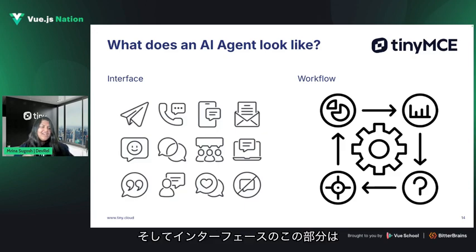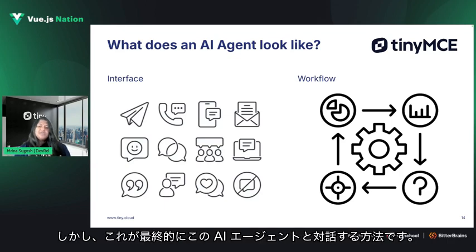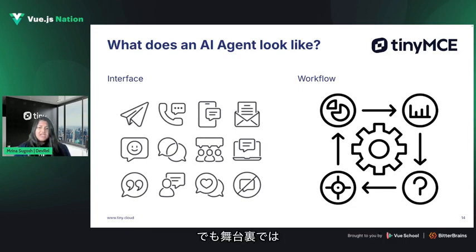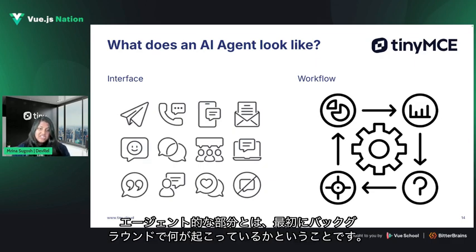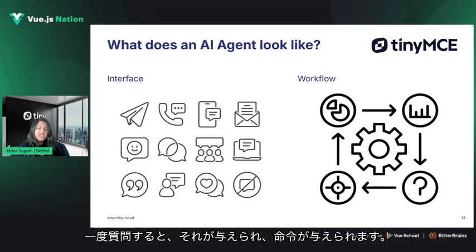Same thing. And the interface, this part of it, and I grabbed some emojis about interactions, is how you ultimately interact with this AI agent. Maybe it's through a chat window, a voice assistant, or even on a website. But behind the scenes, how you interact with it is the interface, right? The agentic part of it is what's happening in the background initially. It's like a flow chart where the AI agent asks a question, and once you ask a question, it gives it and gives it a command.